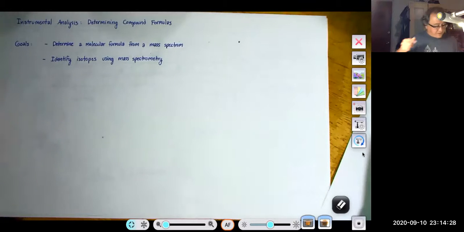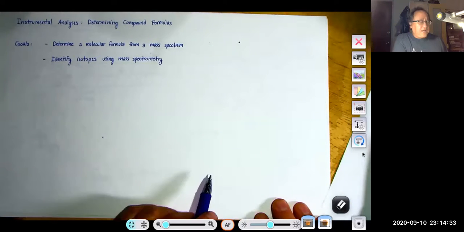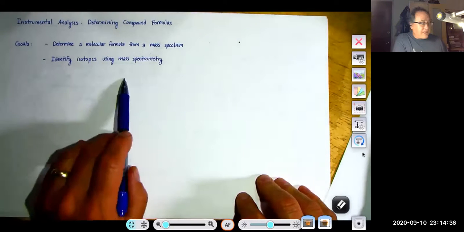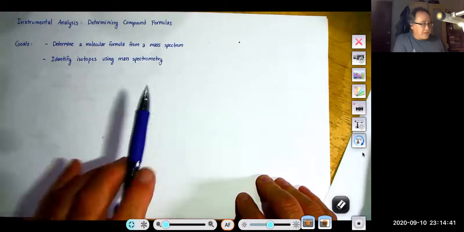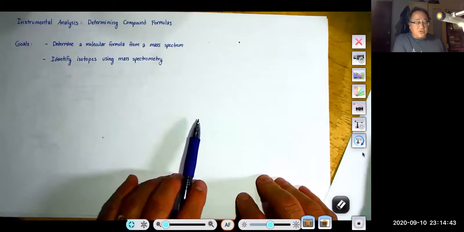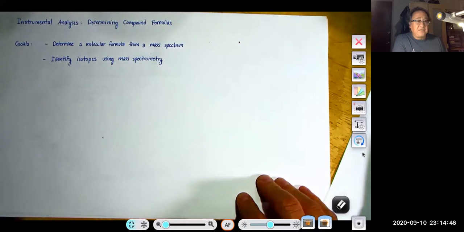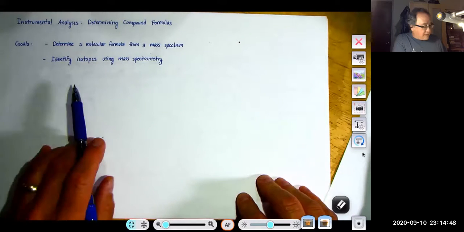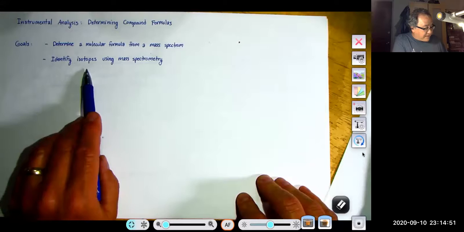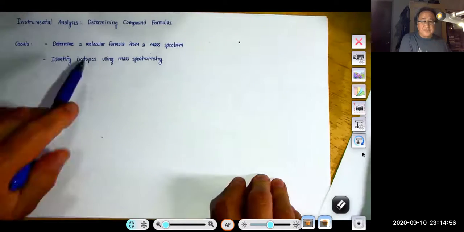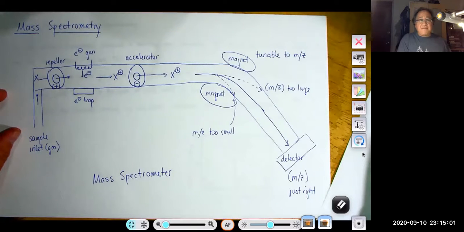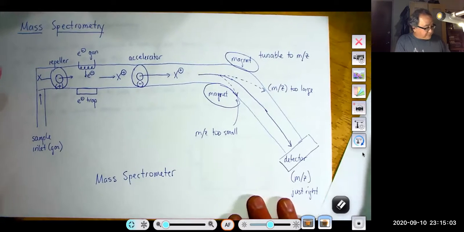Next, we're going to look at something called instrumental analysis, determining compound formulas using an instrument. The instrument in question here is something called a mass spectrometer. And a mass spectrometer gives you something called a mass spectrum. So we want to identify molecules using mass spectrometry. Now you see the word isotope in here because isotopes play a role. So this is about mass spectrometry.